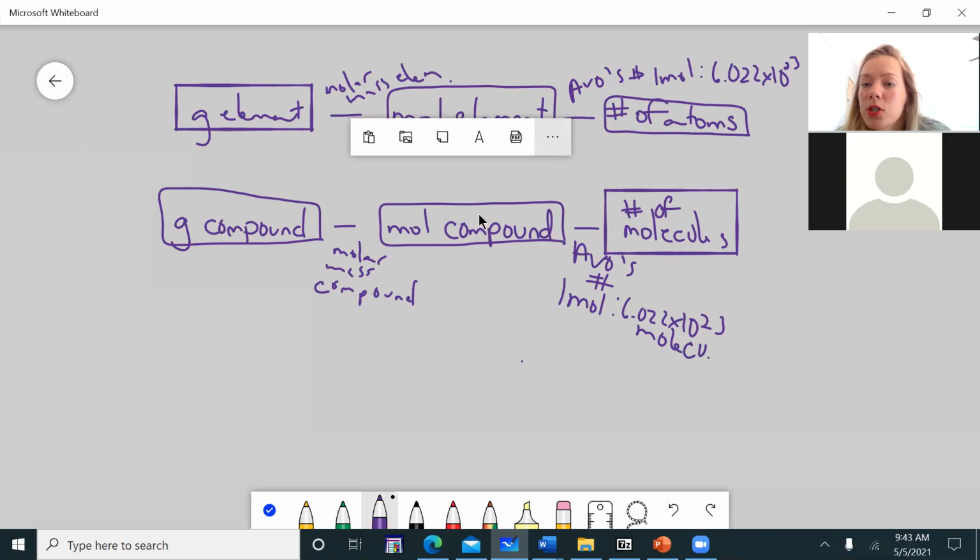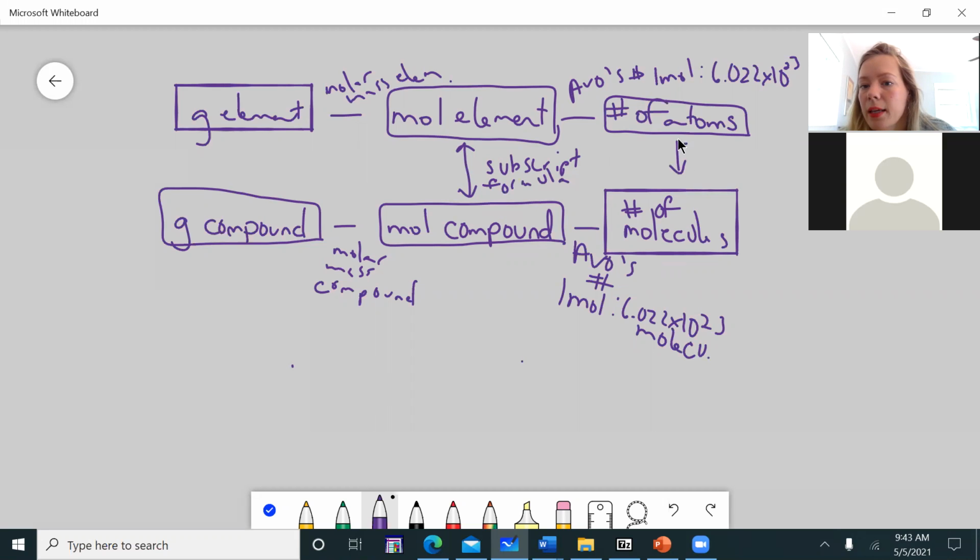And we can add a couple bridges to go between moles of one thing. So moles of a compound to moles of an element. And this is done using the subscript of whatever the formula is. You can also do that here, the subscript, and I'll show you in a second an example of that formula.